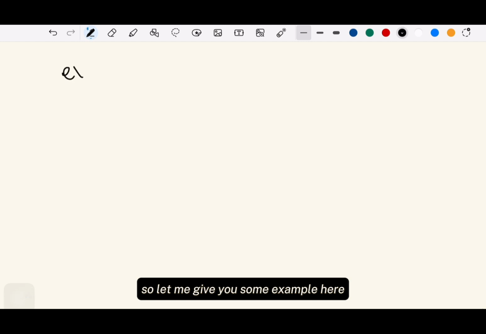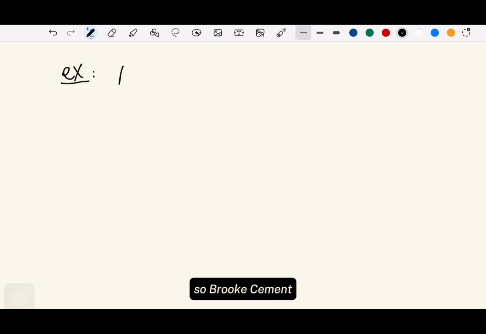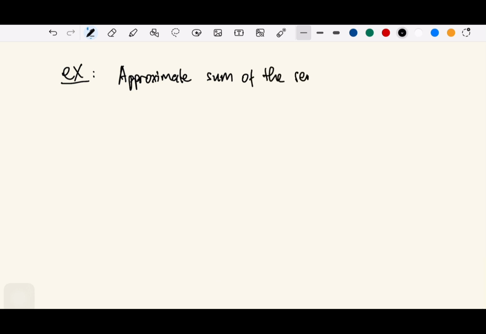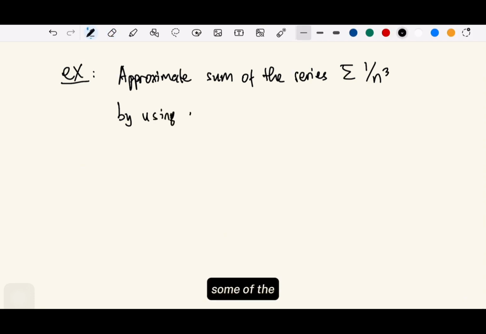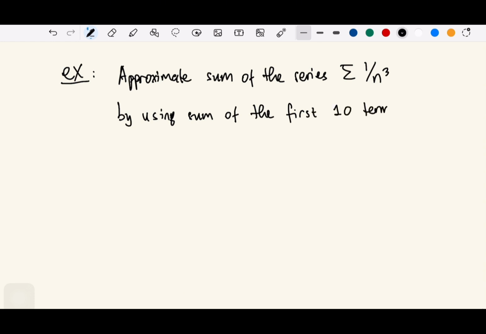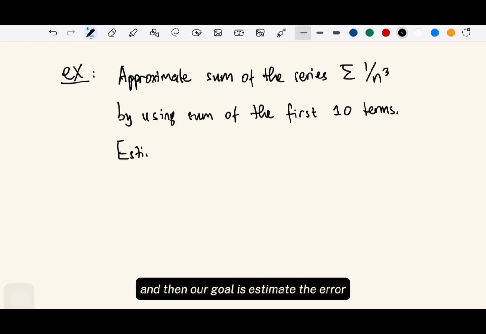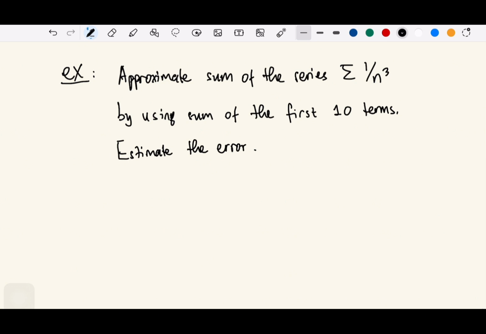So let me give you an example here. Approximate the sum of the series by using the sum of the first 10 terms, and then our goal is to estimate the error.